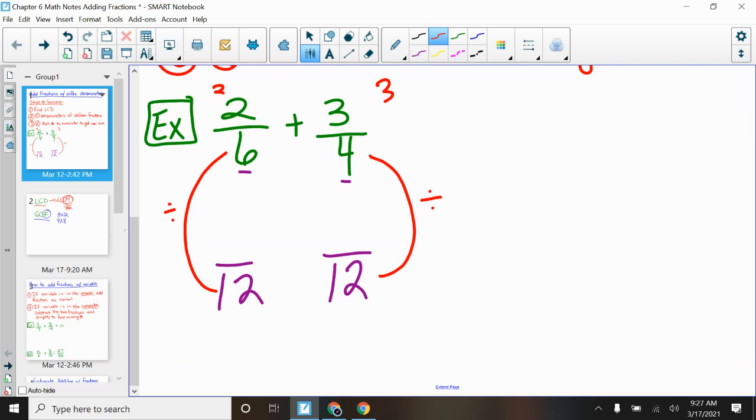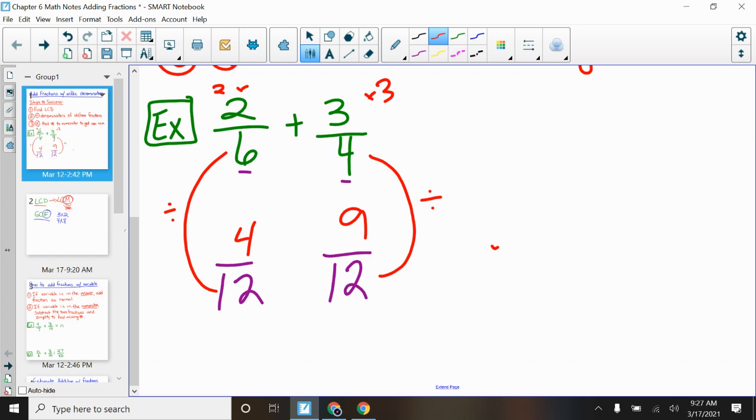Step 3 says take that number and multiply it to make your new numerator. So the number that I got was a 3. If I multiply it by the numerator, what will I get to be my new numerator? 9. Do the same over here. What will I get? 4. So this is what you did when you ordered fractions, isn't it?